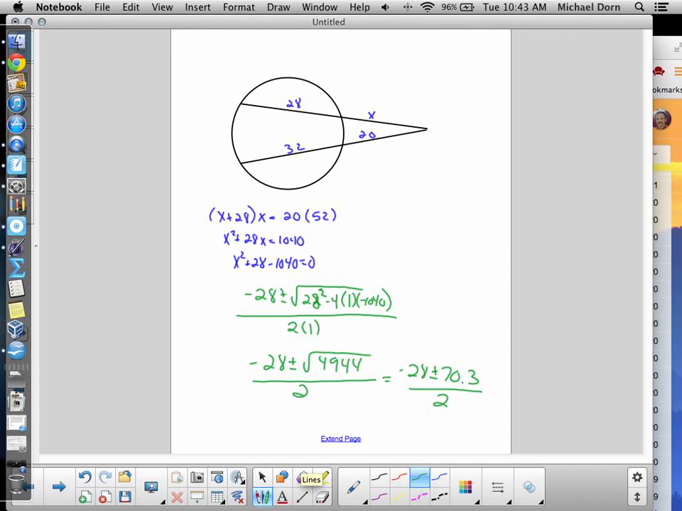I know the minus isn't going to make any sense because negative 28 minus 70.3 is going to be negative 98.3. That's going to be negative 49. That doesn't make any sense. A negative answer doesn't make sense. So I'm taking negative 28 plus 70.3. 42.3, divide that by 2, I get 21.15. So we have to apply our more advanced techniques there.